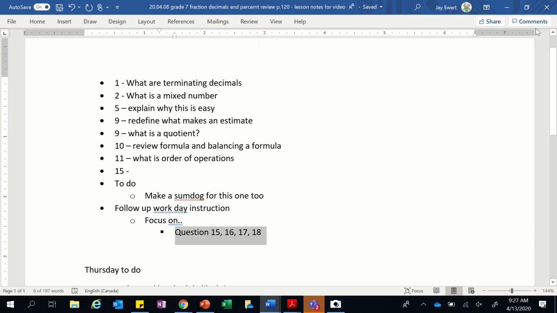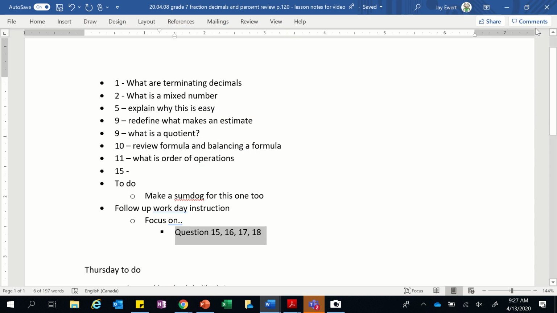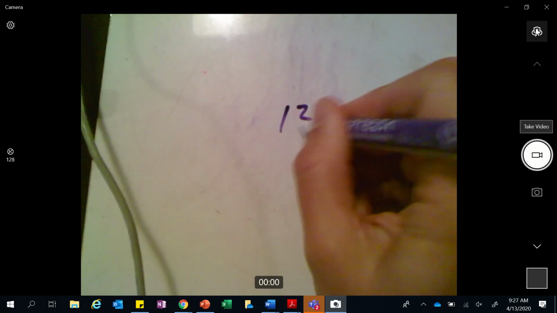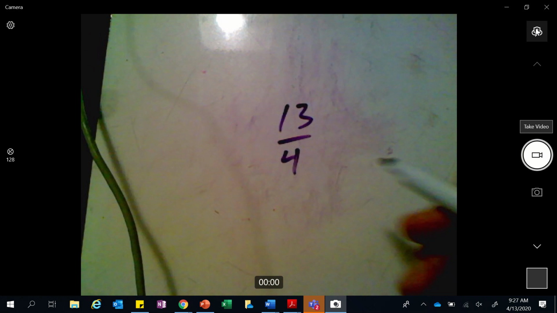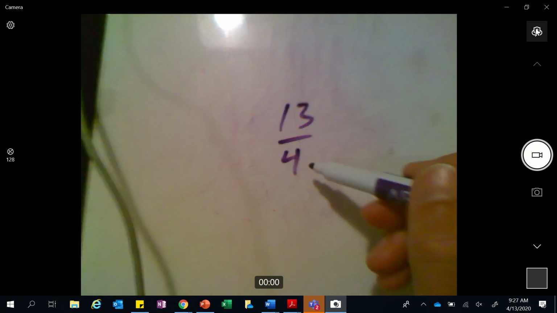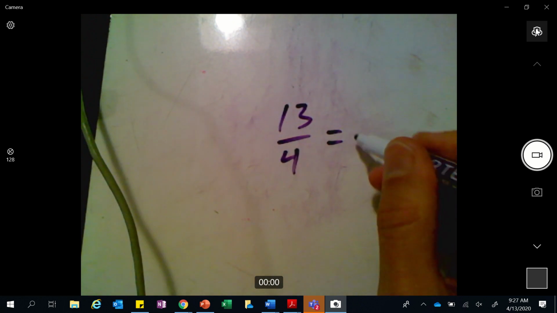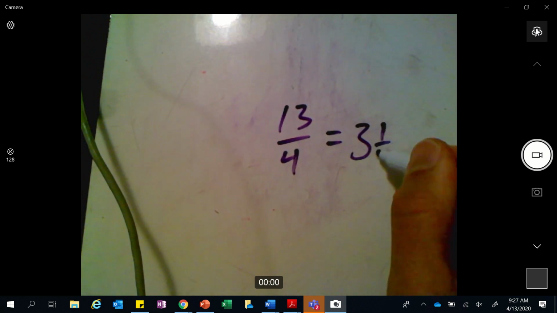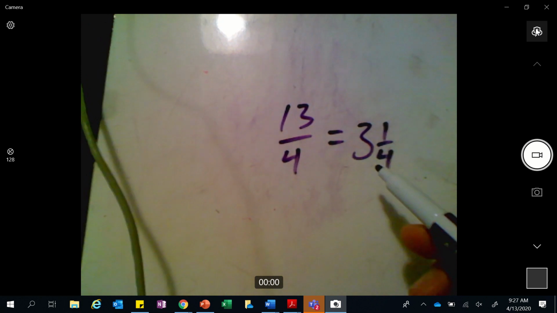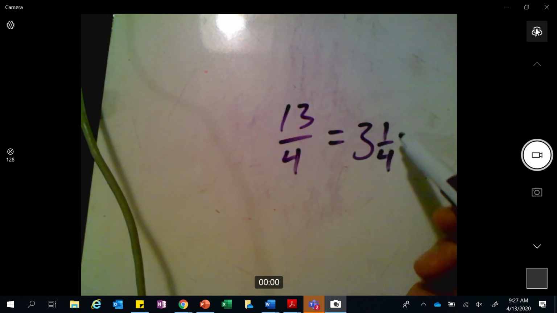What is a mixed number? Just quick review of terminology. This here is an improper fraction. The numerator, or the number on top, is larger than the denominator. If I were to convert this to a mixed number, that would then become this. These are equal, but this is a mixed number. There is a whole number, the 3, and then the fraction.